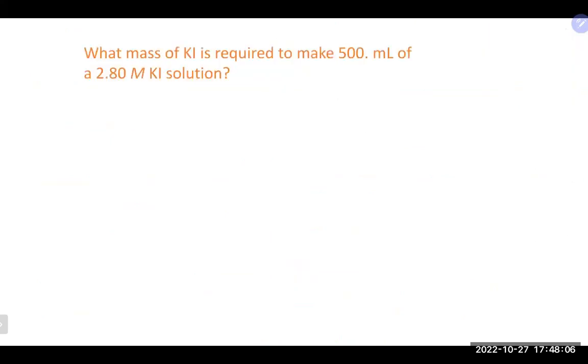Okay, so I think we did one example there of molarity. So let's try this one here. What is the mass in grams of KI that is required to make 500 milliliters of a 2.8 molar solution? Potassium there is 39.10. Iodide is a big number, I think. 127, we'll call it, I guess. I think it's 126. Go 126.9.